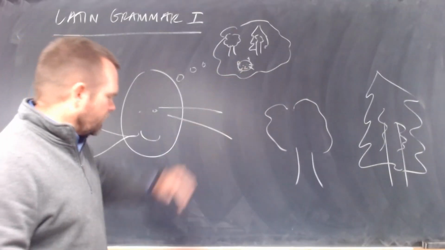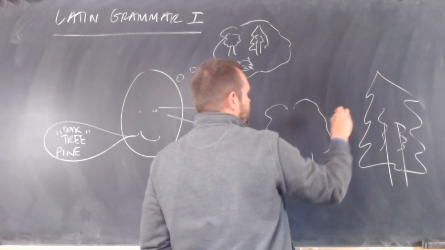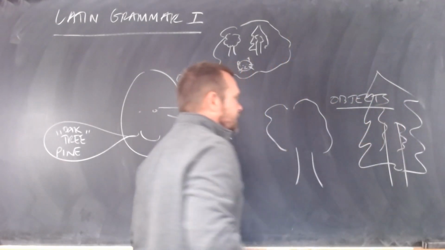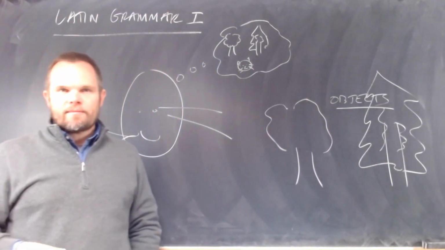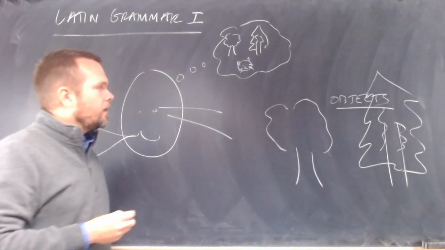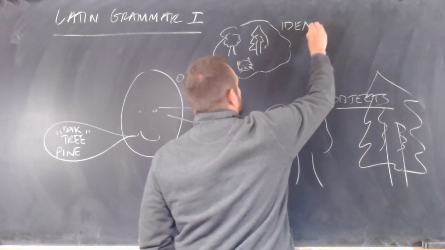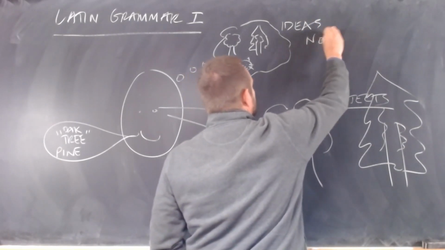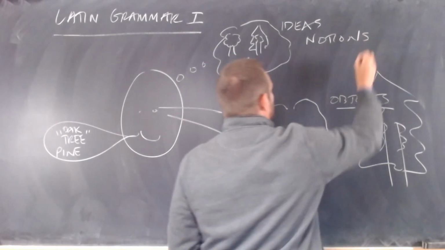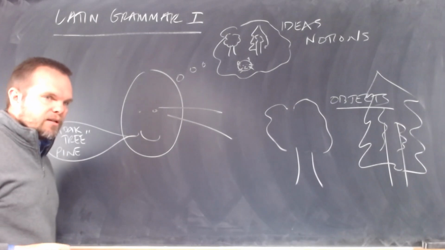So the first thing we want to think about when we talk about grammar and words and things like that, we want to talk about objects. Objects that exist outside of our minds. The world is filled with them. Then we want to talk about ideas or notions. There's a couple different words used to describe these. Ideas or notions. Mental images that exist in our minds.